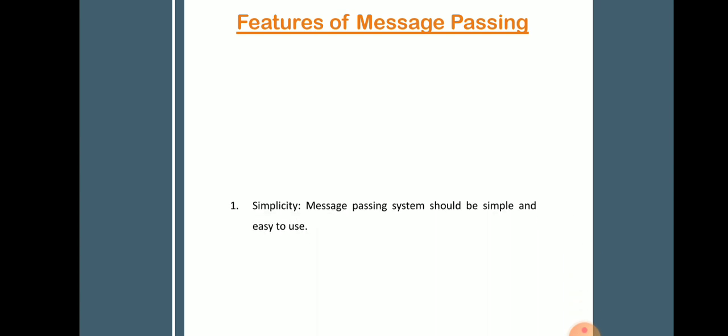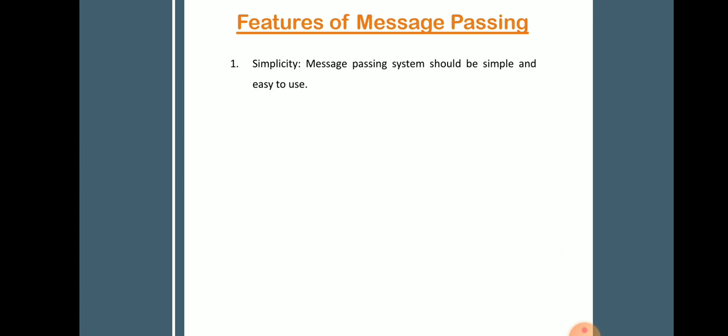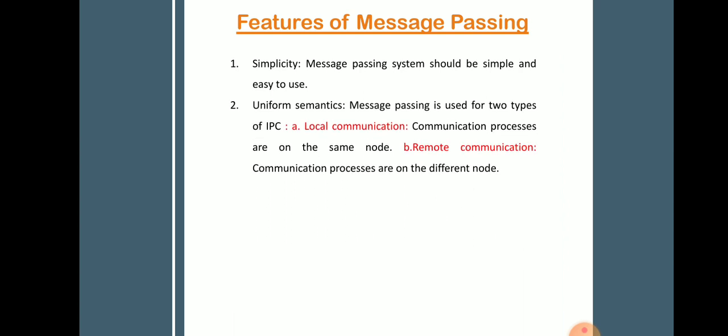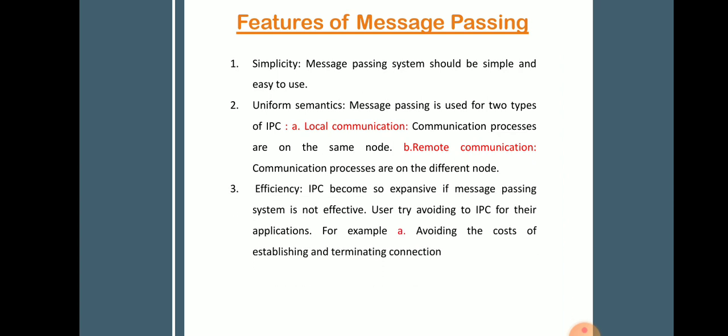Then the features of message passing. First feature is simplicity. The message passing system should be simple and easy to use, meaning it should be possible to communicate with old and new applications. Then the second one is uniform semantics. Message passing is used for two types of IPC, local communication and remote communication. With local communication, the processes communicate on the same node, and with remote communication the processes are on different nodes.